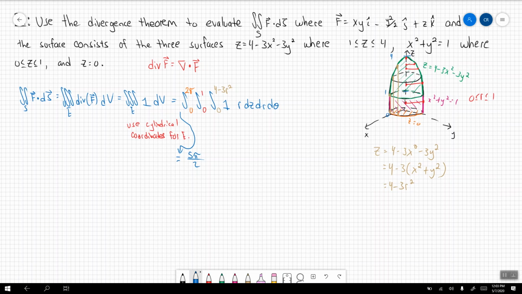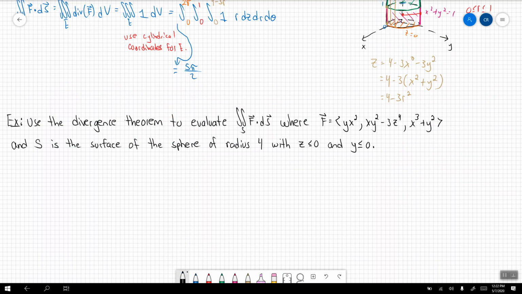So let's work with a different example. All right, so here is the next example. For this next example, we want to use the divergence theorem to evaluate the surface integral where the given vector field in component form is y x squared for the first component. Second component is x times y squared minus 3z to the fourth. The third component is x cubed plus y squared. And S is going to be the surface of the sphere of radius 4, with z being less than 0 and y being less than 0.